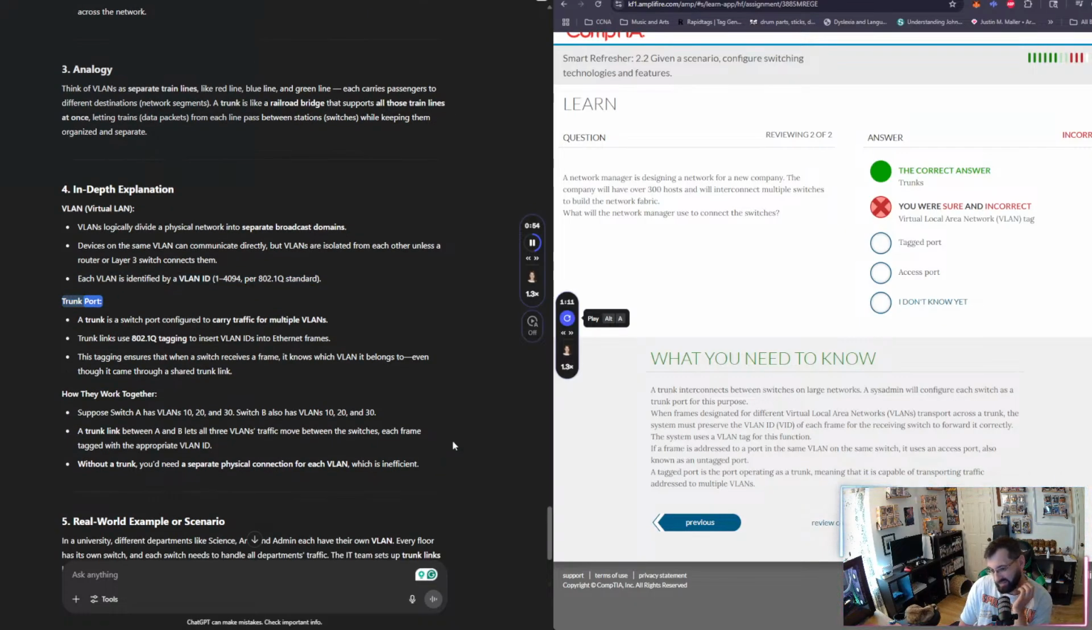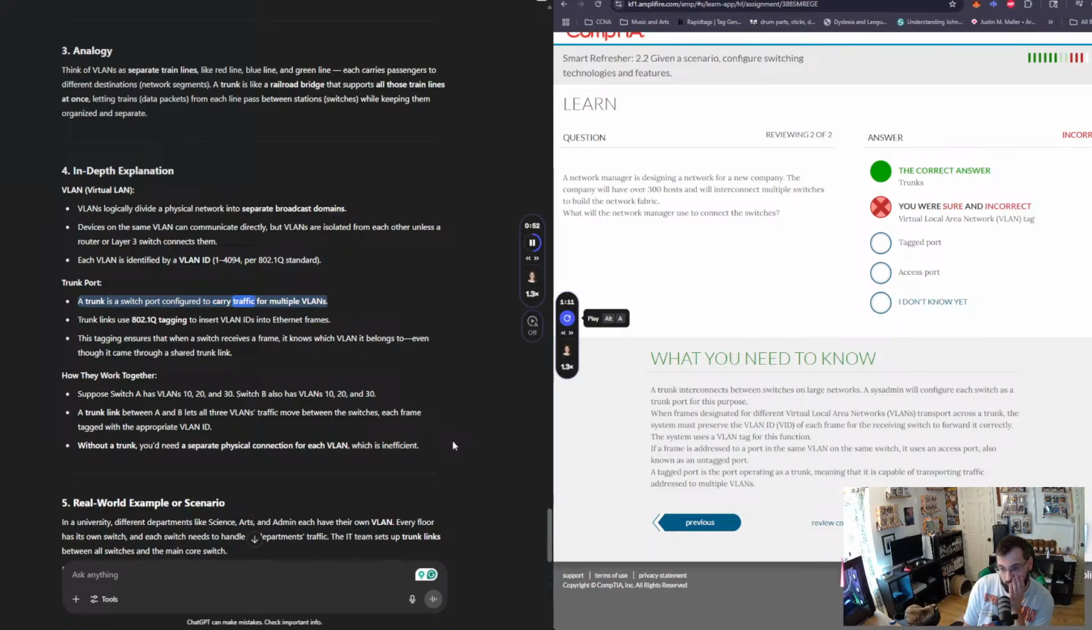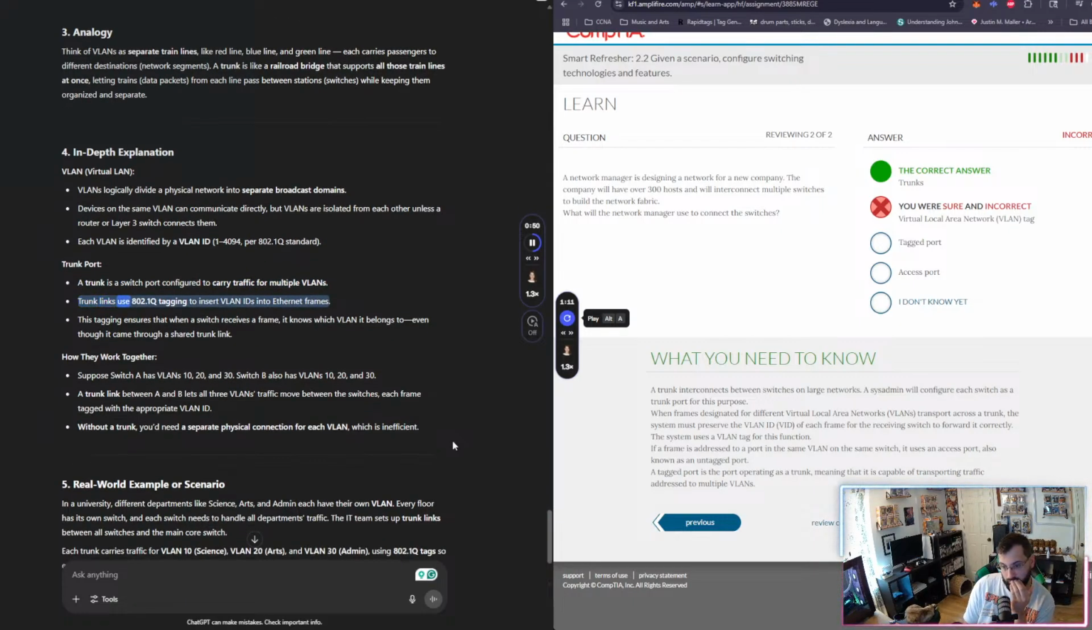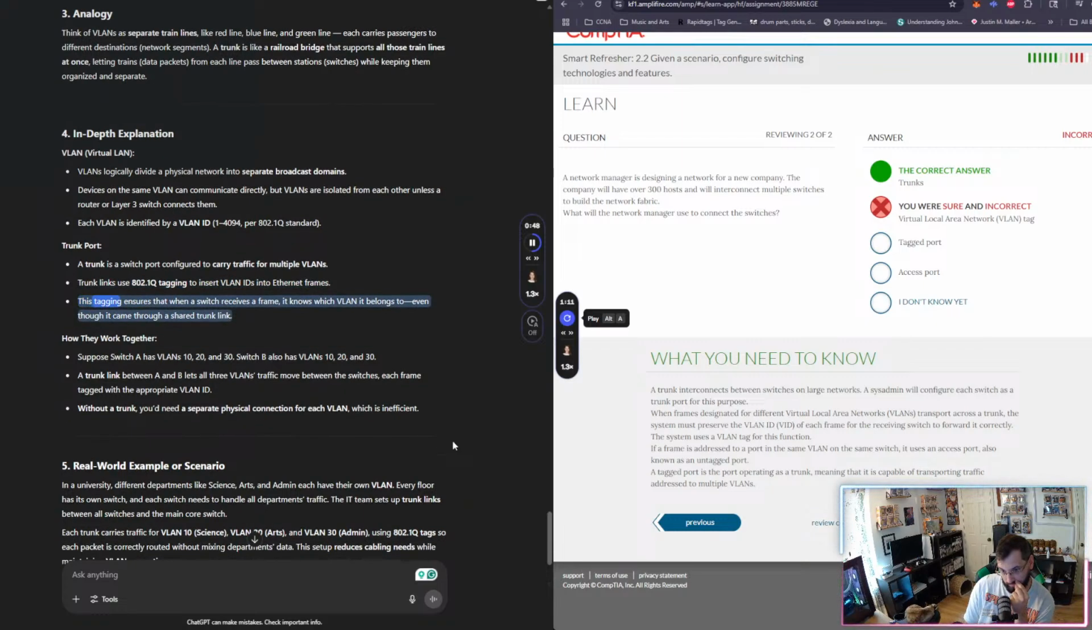Trunk port. A trunk is a switch port configured to carry traffic for multiple VLANs. Trunk links use 802.1Q tagging to insert VLAN IDs into Ethernet frames. This tagging ensures that when a switch receives a frame, it knows which VLAN it belongs to, even though it came through a shared trunk link.